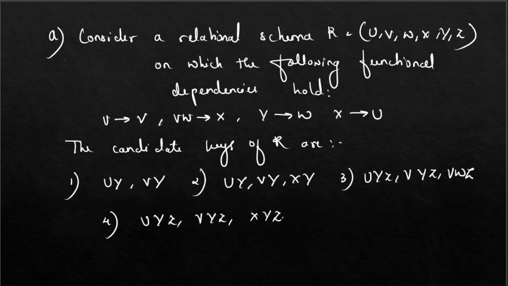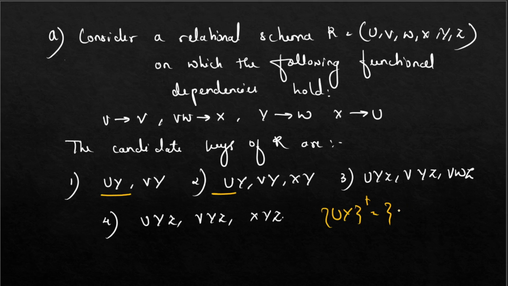Done everyone with the answer? Okay, for such questions you should check with the options. Here you can see UY is very common in the options. So let's take the attribute closure of UY plus and see whether it can determine all attributes or not. If it does, then it is a candidate key.